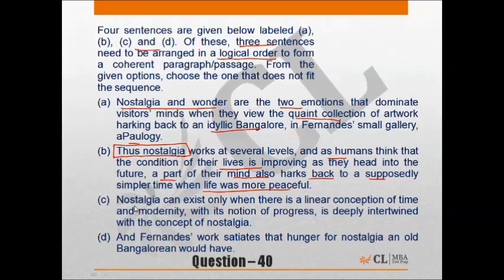Statement C. Nostalgia can exist only when there is a linear conception of time, and modernity, with its notion of progress, is deeply intertwined with the concept of nostalgia. C and B have to be connected to each other. C is telling us when it can exist, and the follow-up of that is B. So C and B are a mandatory pair in this particular case, which means your answer could be either statement A or statement D. Let's see statement D.